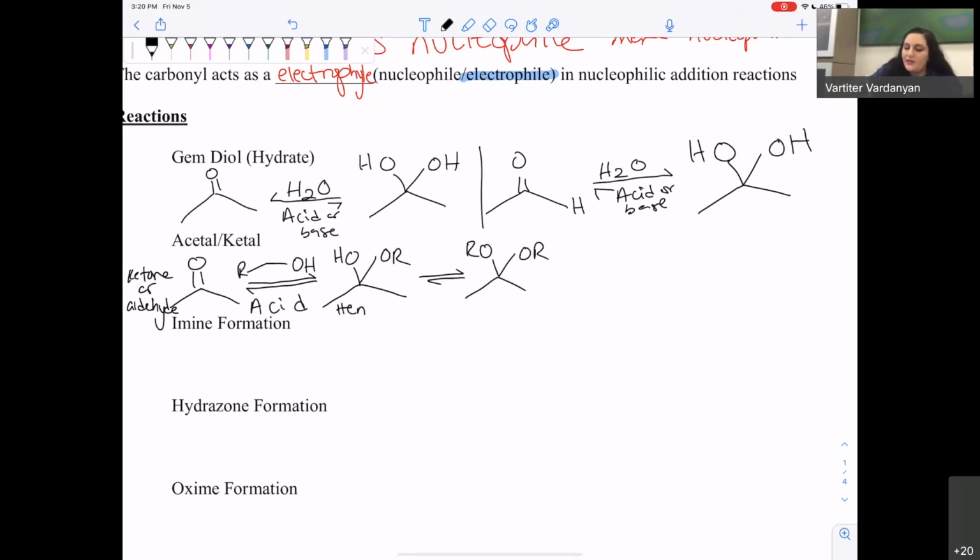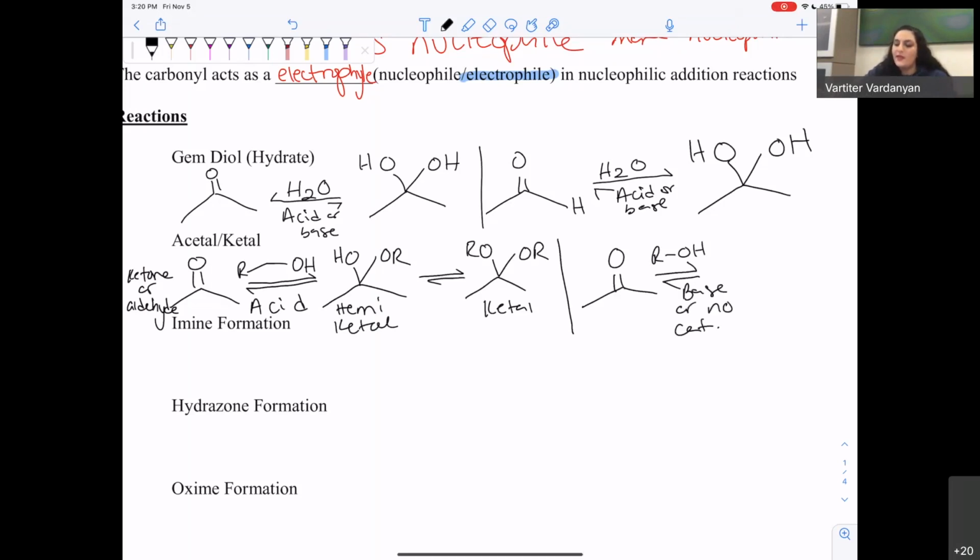So this is the hemi. In this case, it's the hemiketol. And here we have the ketol. So what if we had no catalyst or we had base catalyst? If we were to have some alcohol with base or no catalyst, we would end up stopping at the hemiketol or hemiacetal.